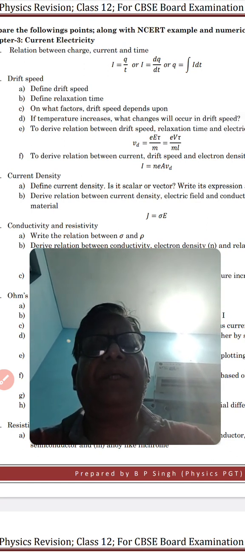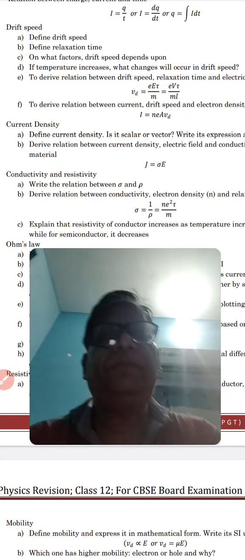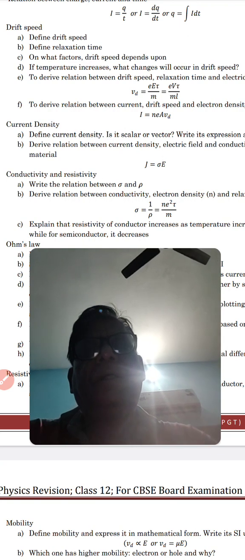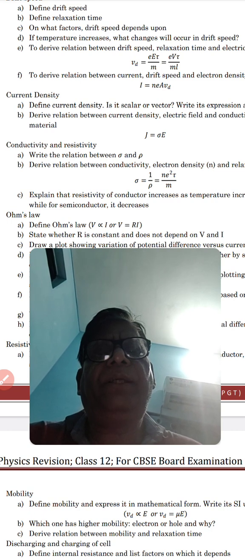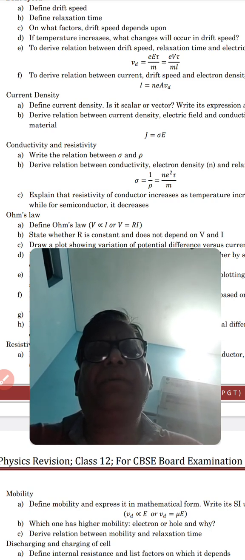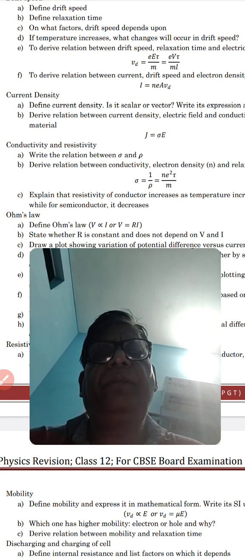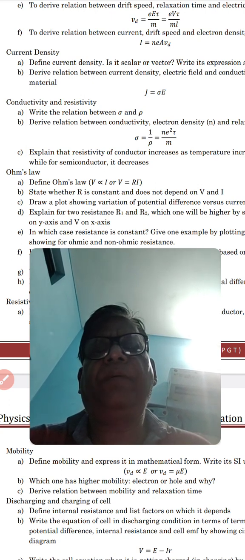Derive relation between current density, electric field and conductivity of material. So derive J equal to sigma E. And you can find out by mentioning I is equal to NEA Vd. A is the area. From that formula you can get J equal to sigma E. Conductivity and resistivity. So write the relation between sigma and rho. So conductivity is the reciprocal of resistivity and sigma equal to Ne square tau by m.